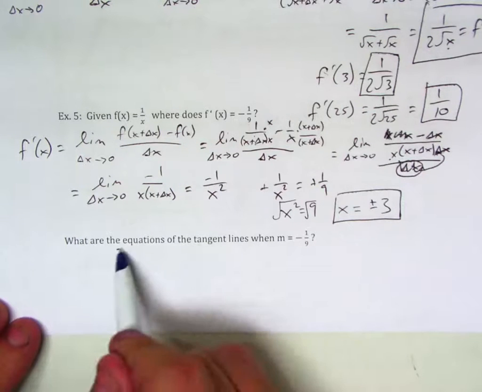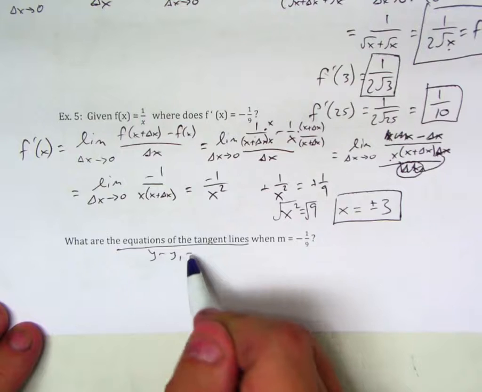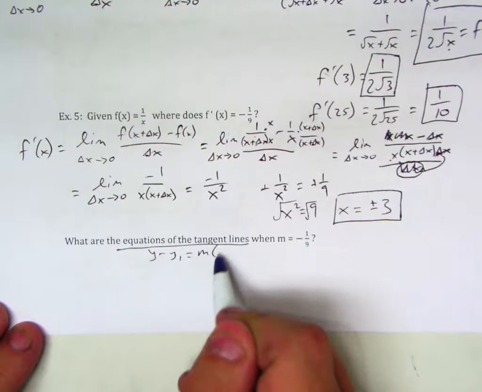So we want the equations now, meaning we want point slope form. So think about what you need to write the equation of a line. You need the slope. Well, we know that. So we know negative 1/9 is the slope. And then we need a point. Right here we found the x coordinates where it's going to happen. Notice this says the equations of the tangent lines. There's 2 because we have an x value at 3. So think about what y value you get at 3 because we need the point.